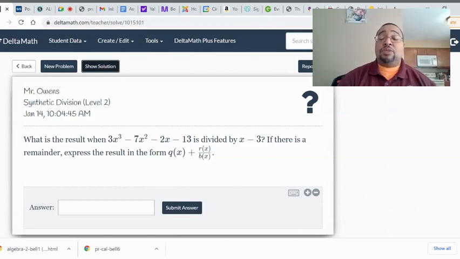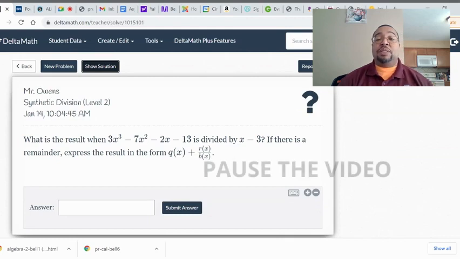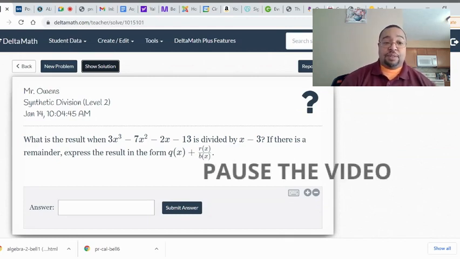Here's one I want you to try on your own. See, can you get that? Now this time, if there is a remainder, whatever that last answer is, you put it over the dividend. So again, pause the screen and let's try it right now.